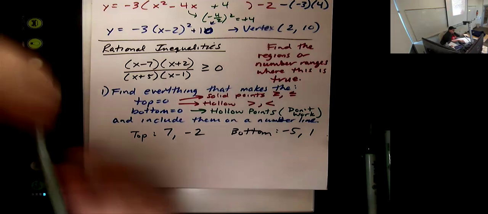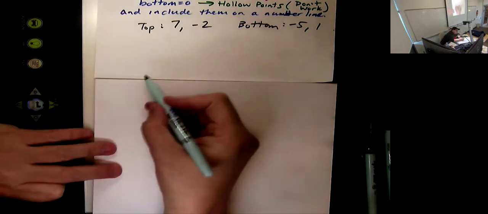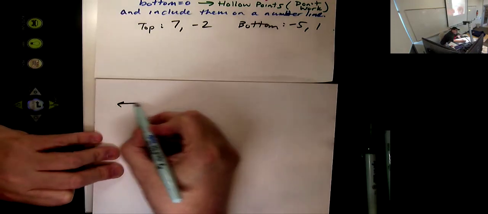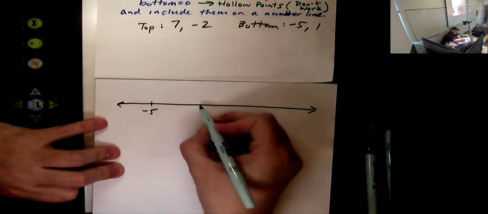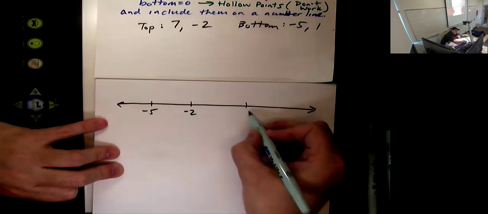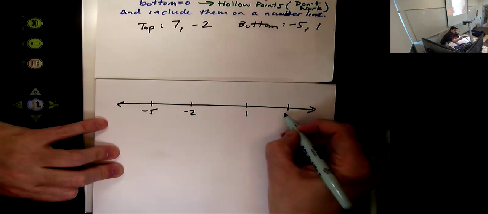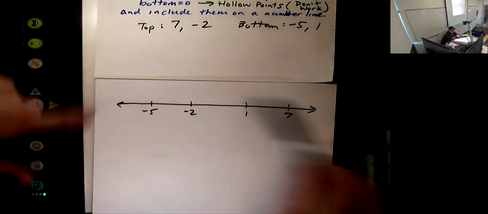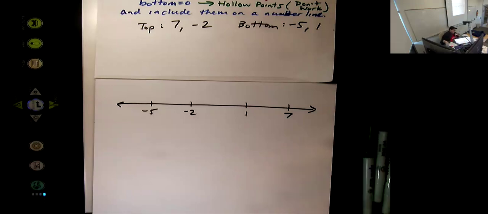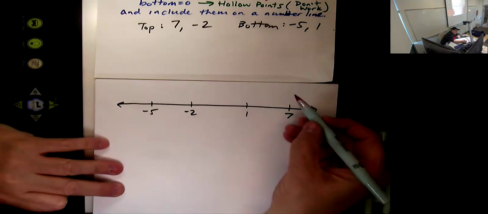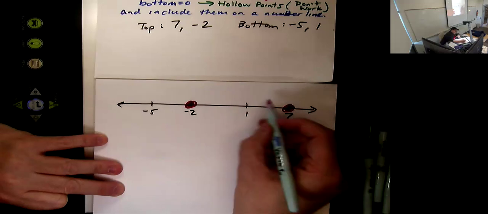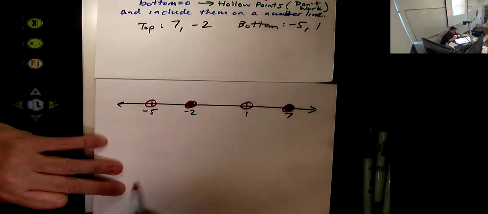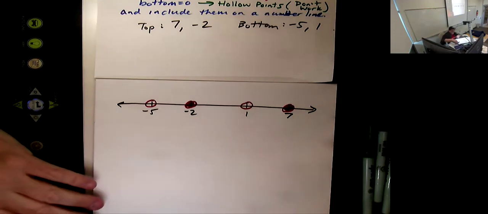All right. I'm gonna put them on a number line on the next page, because we want room to write underneath them. So -5 is the most left, then -2, then 1, then 7. I'm gonna do my solid points right now on 7 and -2, and my hollow points right away on -5 and 1, that way I don't forget later on what's going on.